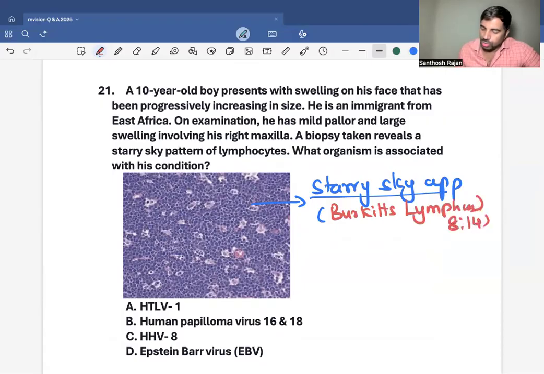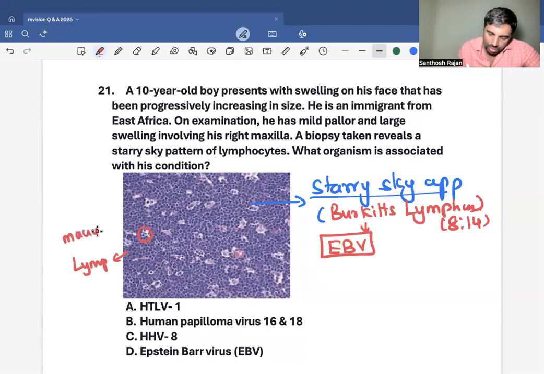8 to 14 chromosome translocation defect. You know that. So Burkitt's lymphoma, most of the lymphoma is caused by which one? Epstein-Barr virus. Okay, these are all lymphocytes you're seeing. And then in between the lymphocytes, you see single macrophages. Okay, macrophages, that is basically what gives the star-like appearance.